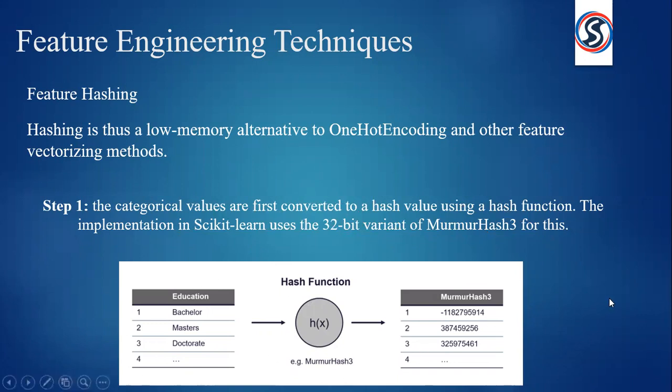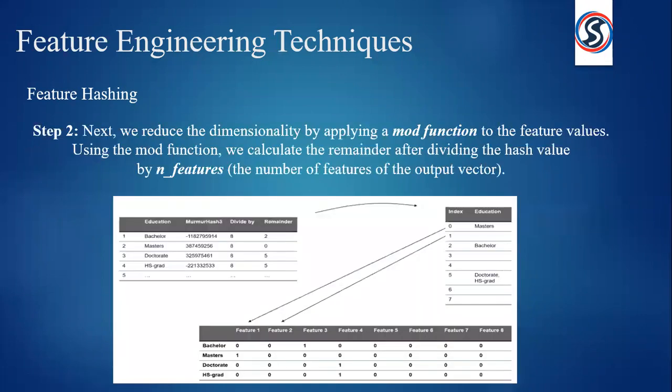Once we have given a hash value for all the categorical values, the next step is to reduce the dimensionality by applying a mod function. This mod function will calculate the remainder after dividing the hash value by n_features, which is the number of features of the output vector. So how many features are there in the output vector?